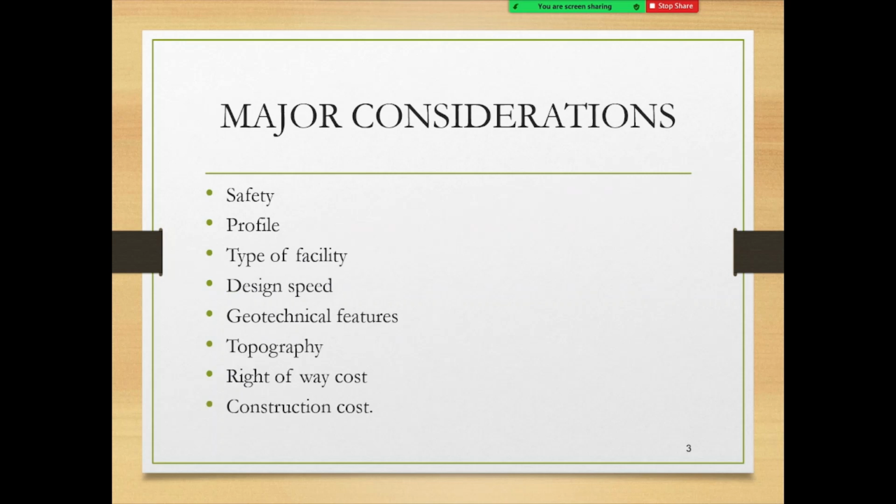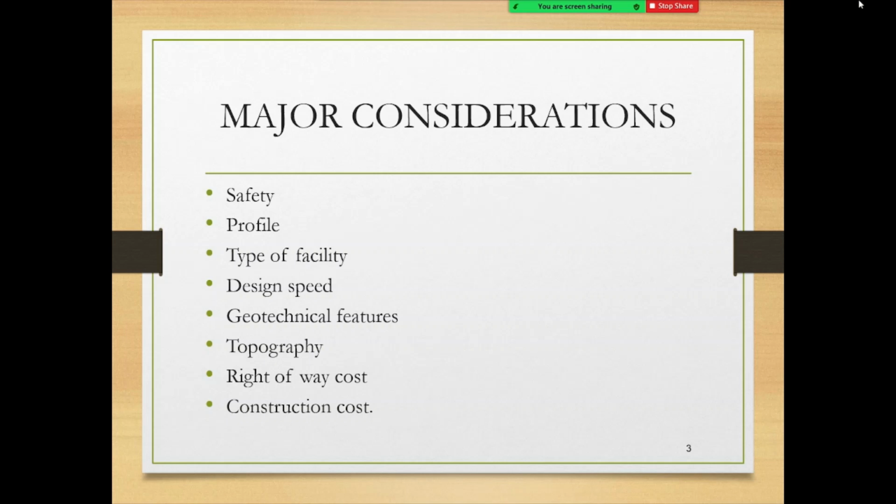So when we are going to design a horizontal alignment, now please understand, now I told you the road is a 3D element, right? But since we are unable to design it in 3D, we have two projections, one into the horizontal plane and the other into the vertical plane. Now what we are doing is, we have separated them into the horizontal plane and the vertical plane, and now we are discussing how we are going to design the horizontal alignment, right?